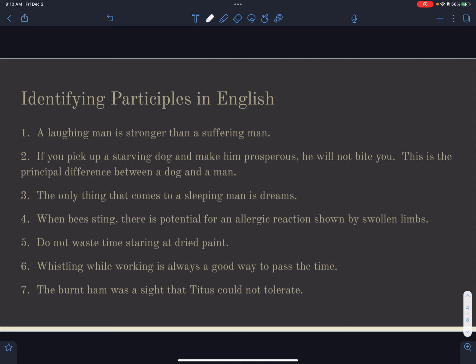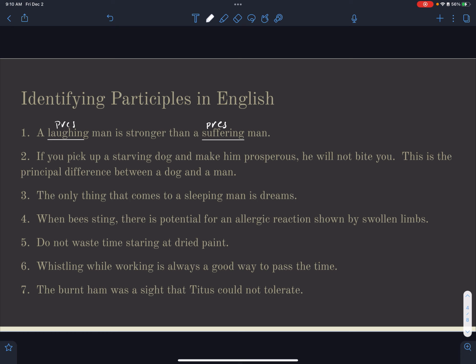A laughing man is stronger than a suffering man. Which words are my participles? There's two. What are they? Yep, laughing and suffering. Exactly right. Now what kind of participles are those? Yeah, they're both present participles. Good, because they're happening contemporaneously with what's going on in the sentence.